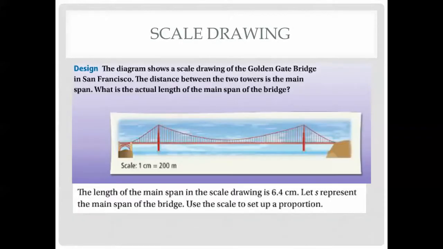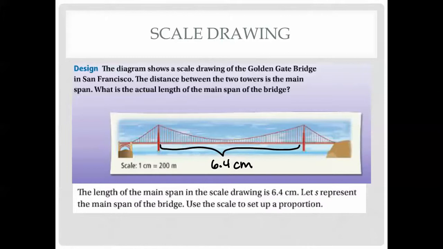Scale drawing. The diagram shows a scale drawing of the Golden Gate Bridge in San Francisco. The distance between the two towers is the main span. So what is the actual length of the main span of the bridge? If we know that the scale for this drawing is 1 centimeter equals 200 meters, we know that there's 100 centimeters in a meter. So if we know that the length of the main span on the drawing is 6.4 centimeters, then we want to find the actual length of the main span.